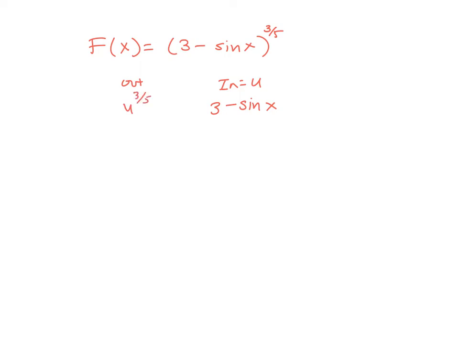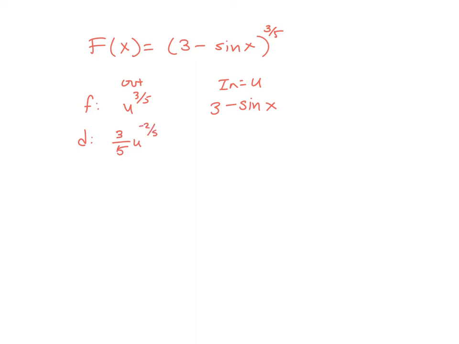Next, I'd like to look at a couple of other functions. Capital F of x is 3 minus sine of x to the 3/5 power. So my inside function, or u, would be 3 minus sine x, and my outside function would be u to the 3/5 power. So derivatives, using the power rule, we can do this with rational number powers. It would be 3/5 times u to the 3/5 minus 1.